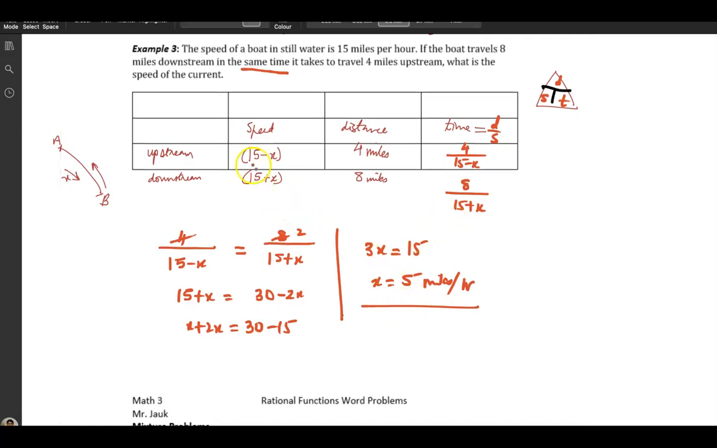So remember, upstream the speed will be less, but the time will be more. But here the distance was different. So time is equal to distance over speed. Speed is equal to distance over time. And distance is speed into time. That's how this magic triangle helps.